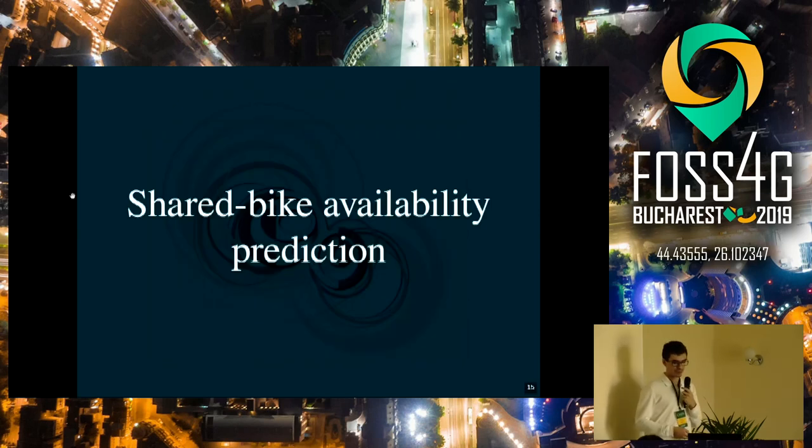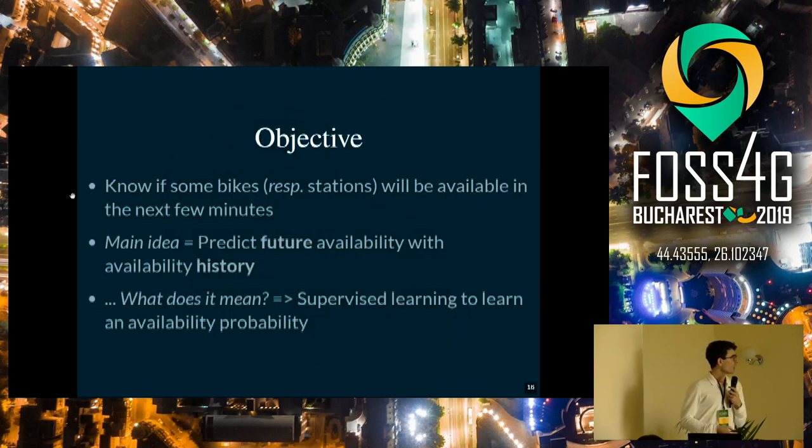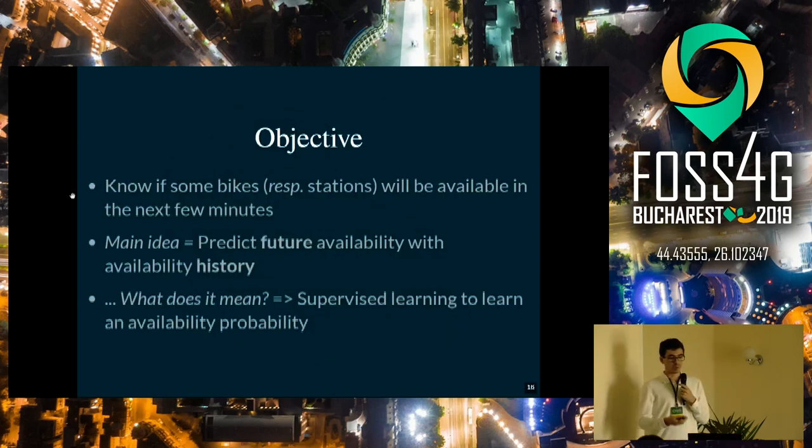So that's it for the clustering. Now the bike availability prediction. The information we have is that we know the day of the week, we know the hour of the day, and we know how many bikes we have in any station at this moment. So we want to know how many bikes there will be in 30 minutes or in 1 hour, and we will do supervised learning. To learn this, the probability of having a bike in 1 hour, let's say.